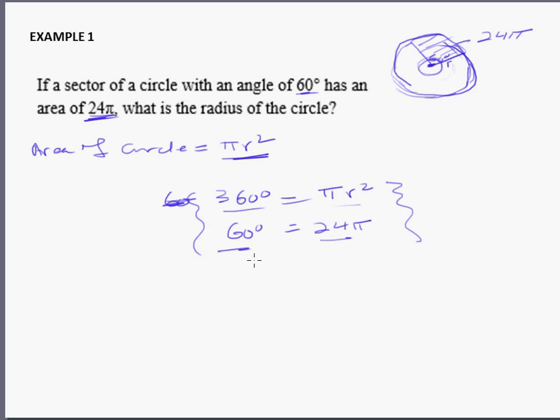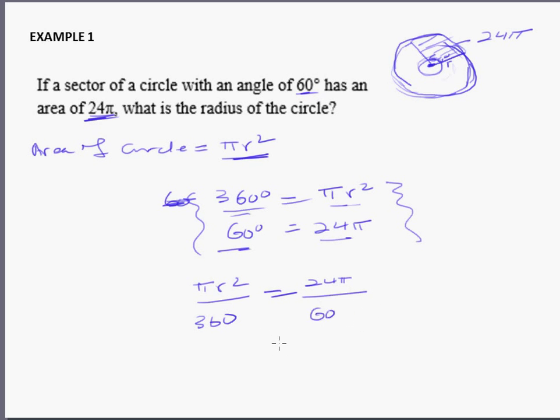Well, the smart thing to do is to set them up as a very basic ratio. So I'll say pi r squared over 360 is equal to, and the reason why I'm bringing pi r squared on top is because ultimately I want r, so I'm going to put it on top. It's a smart way of dealing with ratios. And this divided by this is the same as 24 pi divided by 60.